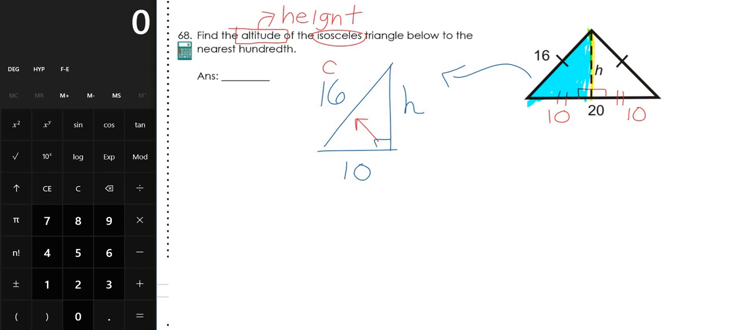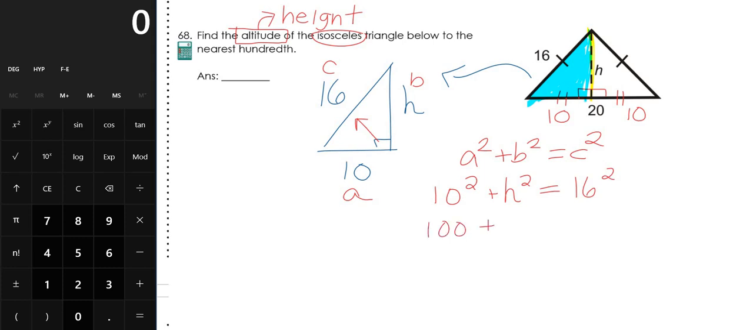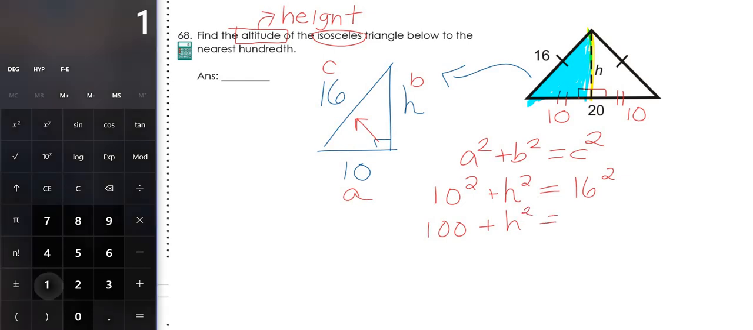10 and h are either a or b. It doesn't matter. I'll call the 10 a. I'll call the h my b value. So setting the equation up for a squared plus b squared equals c squared. I'm going to do 10 squared plus h squared, the height that I'm looking for, equals 16 squared, the hypotenuse.